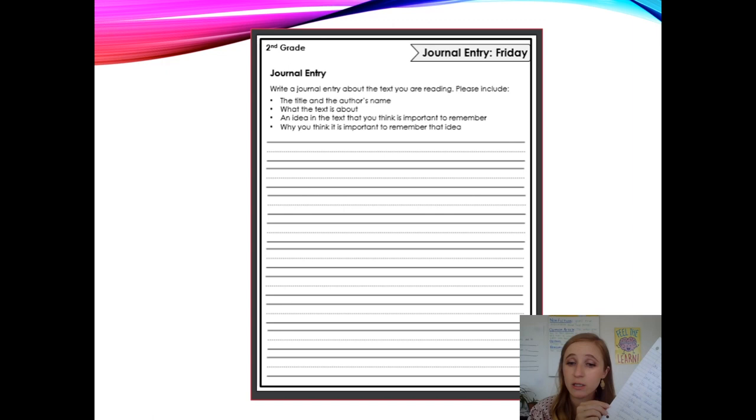Your writing might look different than this. You might write about something other than the articles that we read today, or you might write about the articles that we read today. I encourage you to read lots of different books about lots of different topics and try writing about them.